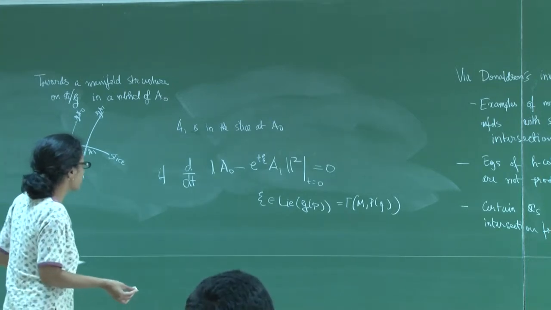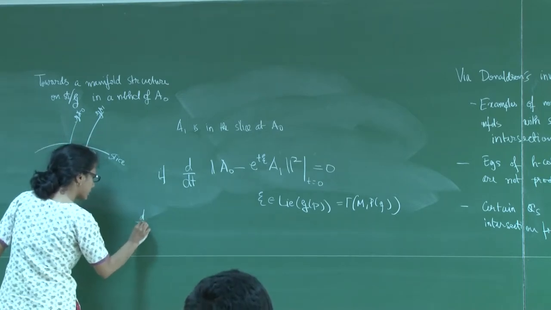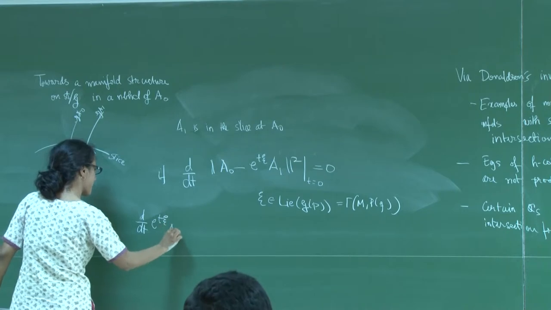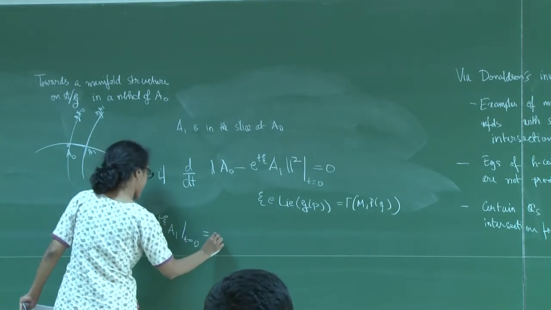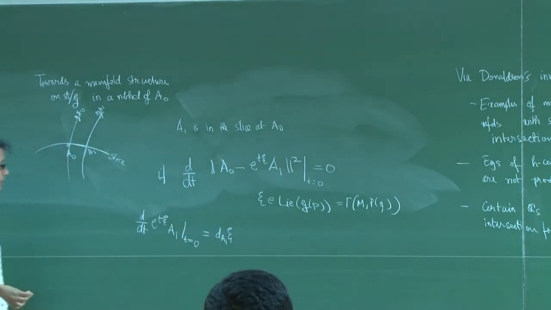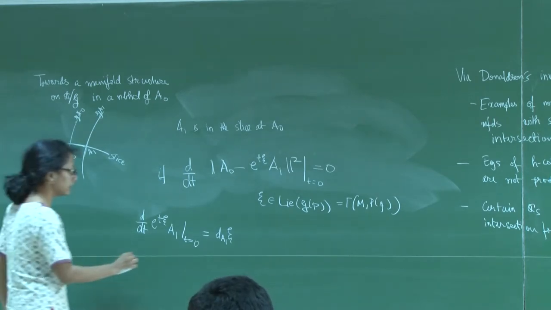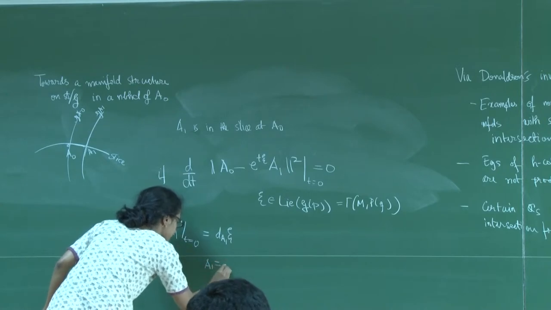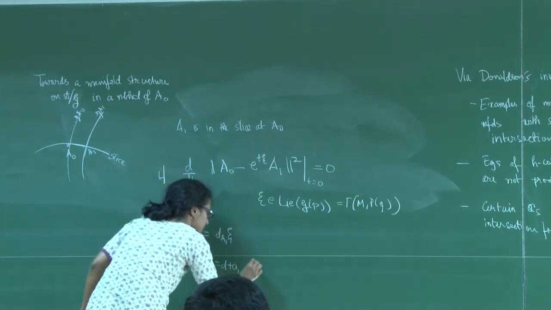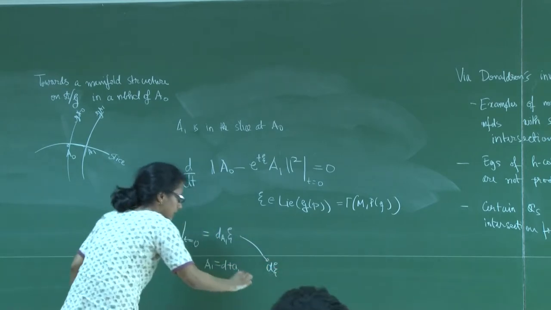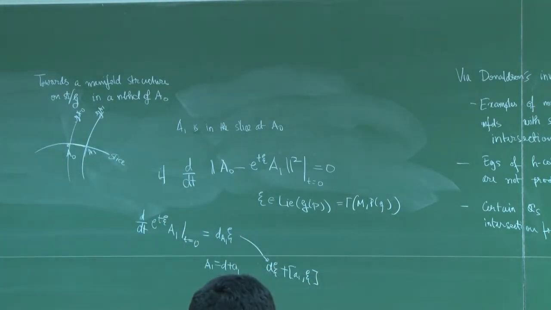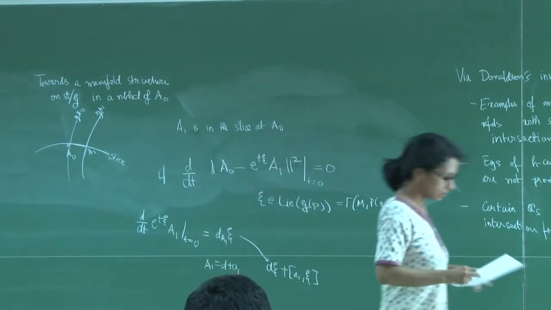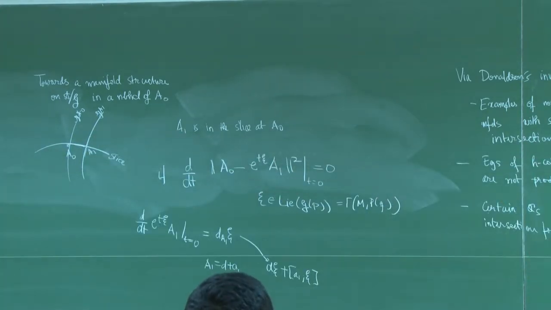So let's differentiate this. In order to differentiate, we need to know how to differentiate this guy. And I'll just tell you what it is. It's just a covariant derivative of the C. And in local coordinates, if A1 is D plus little A1, then this guy is dC plus A1 bracket C.